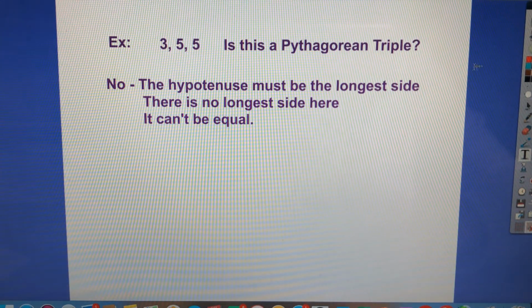3, 5, 5, is that a Pythagorean triple? No, it is not. The hypotenuse must be the longest side. In this case, the two are equal, the longest number. You cannot have two sides the same length. The hypotenuse must be greater.